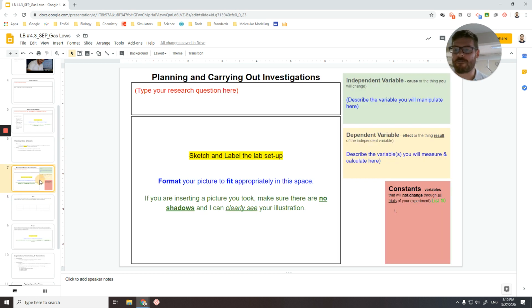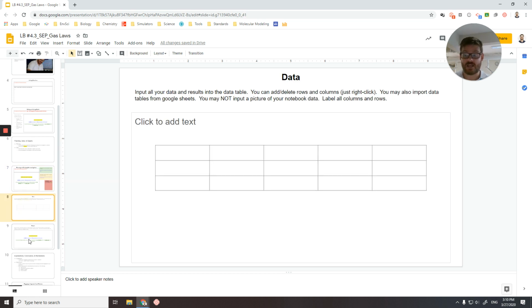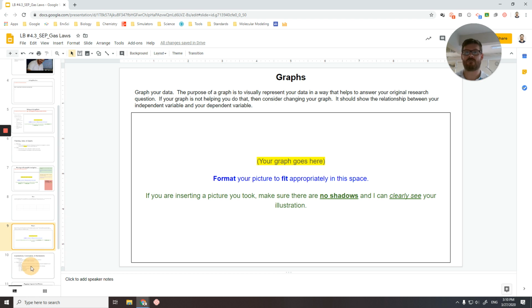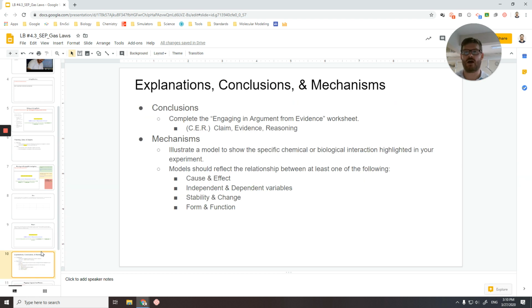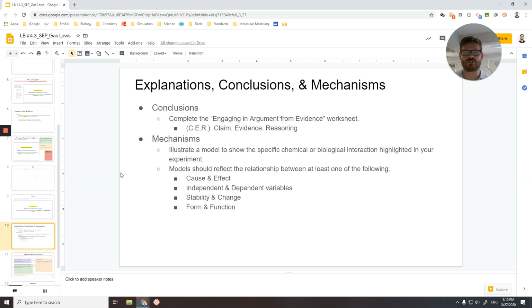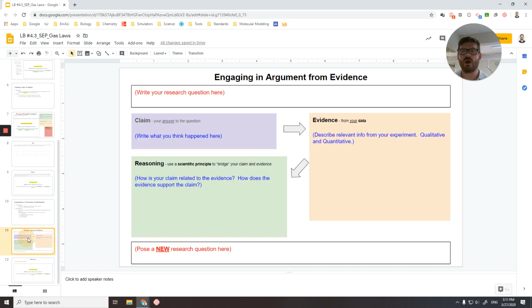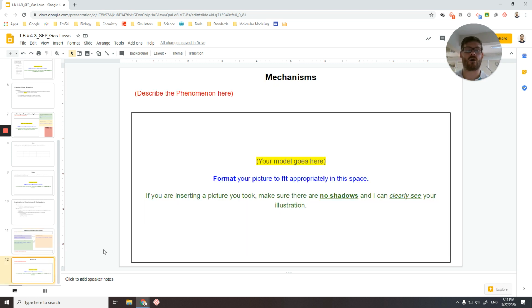So you're going to fill that out. Make sure to have all the relevant details in here. As well, you're going to have the data table and then a graph for your results. And then you'll get into the explanations, conclusions, and mechanisms. So only two slides on this one. One is engaging in argument from evidence: claim, evidence, reasoning. And then this is your final model that you're going to make, different from the previous one that you've done already.